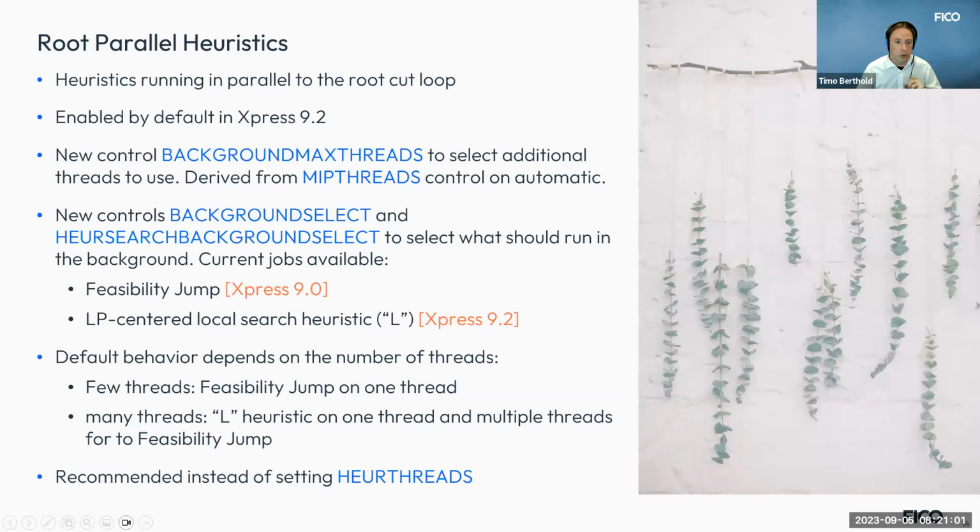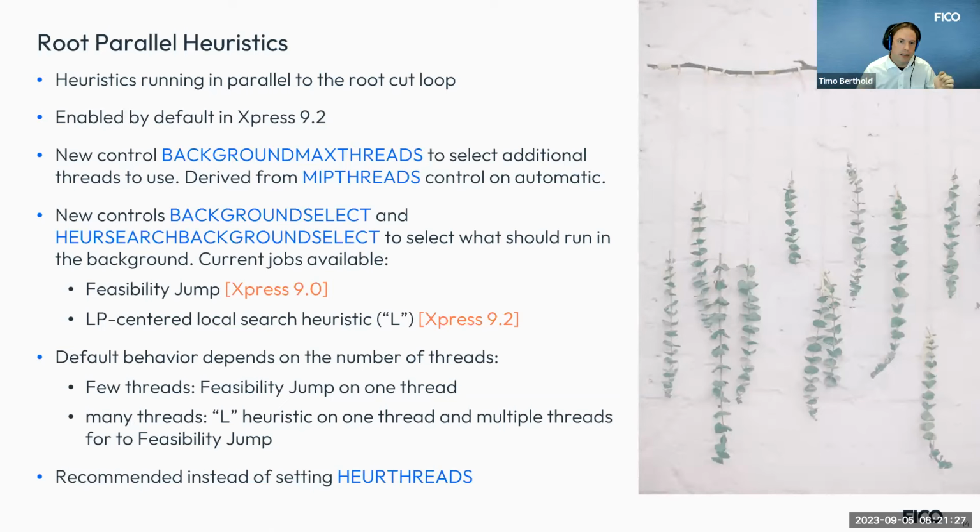And some specific controls to select particular heuristics that you would like to run by default. The so-called feasibility jump, not feasibility pump, feasibility jump heuristic, which we introduced in Xpress 9.0, and our LP-centered local search, which some of you might know from the letter L in the logs.